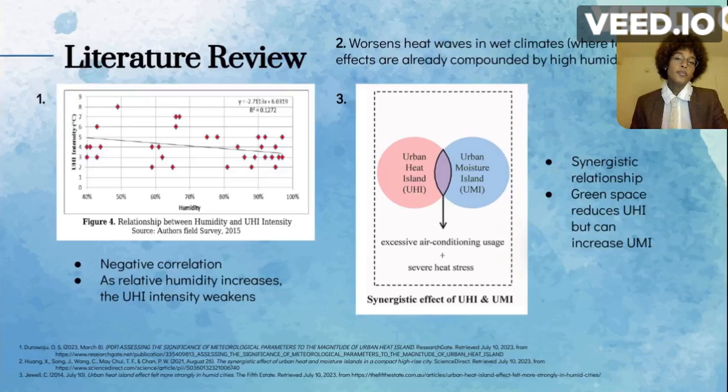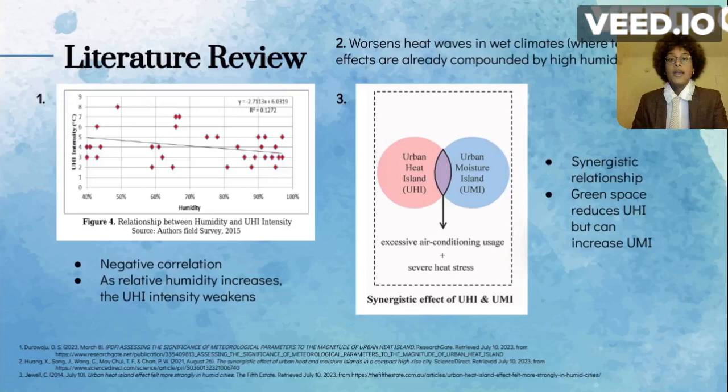Finally, a third source we looked at explained that there's a synergistic relationship between urban heat island and urban moisture island, which, similar to urban heat island, is related to moisture and implies that higher moisture levels are found in areas of higher vegetation, or what usually are more rural areas. And it explains that although plants do help with the urban heat island effect by allowing for convection to happen through water vapor and evapotranspiration and other plant processes, it does increase the urban moisture island as a result.